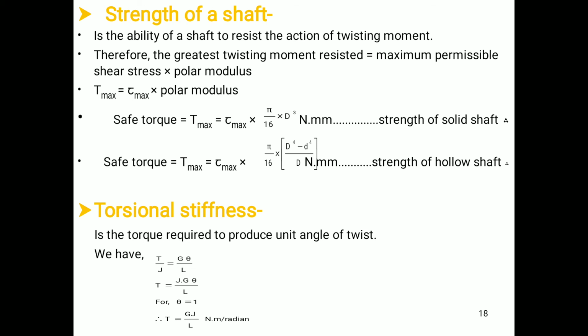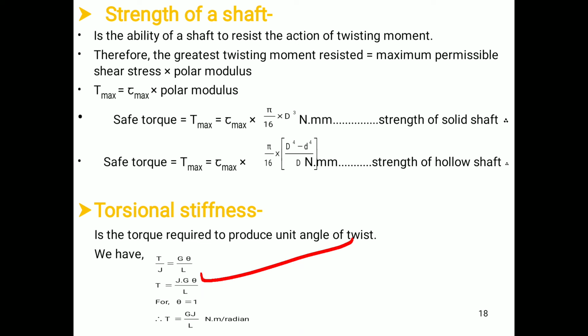Therefore from this equation we have T is equal to G theta into J upon L. But as per the definition of torsional stiffness, theta is equal to 1 because we have to produce the unit angle of twist. So the angle of twist should be unit 1. Therefore theta is equal to 1. If I put theta equal to 1 into this equation, I have torsional stiffness T is equal to GJ upon L.